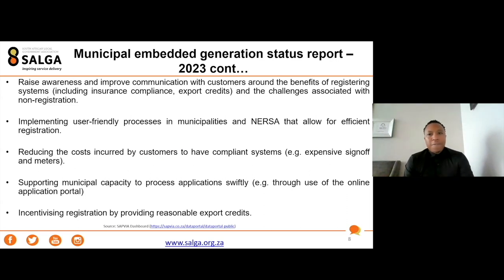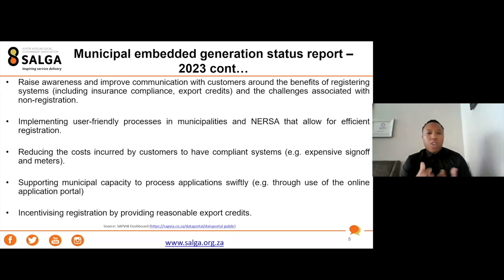This is just a reflection of what I've presented, that we have to raise awareness to the customers. We have to implement user-friendly processes, because that can chase away customers if we ask for too much, reduce the costs incurred by customers to have compliant systems, and also support municipalities' capacity to process these registrations, and also incentivize registration by providing reasonable export credits. So I think that's more of a trump card that we can use to get the customers to register their systems, because at this point in time they have a feeling that once they register, we are actually going to start costing them these fixed charges that are exorbitant just because they have these systems in their homes.